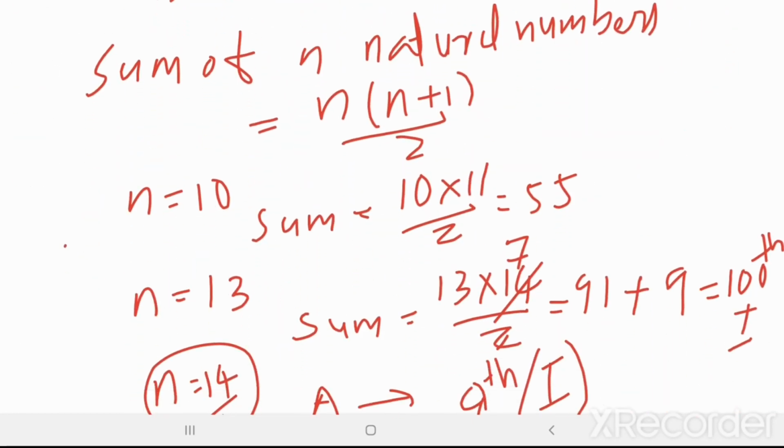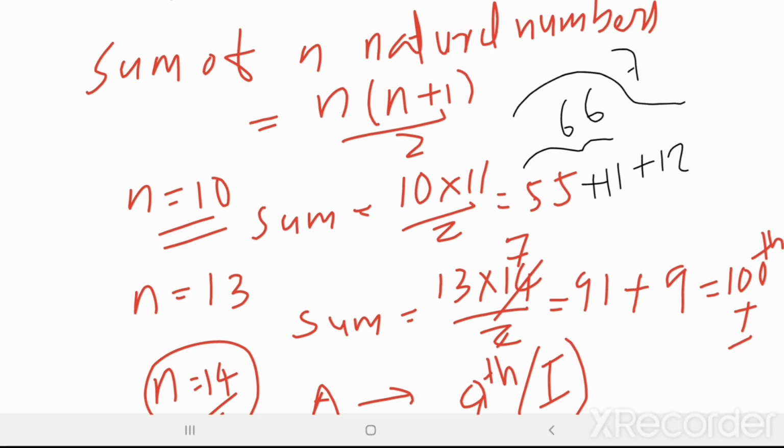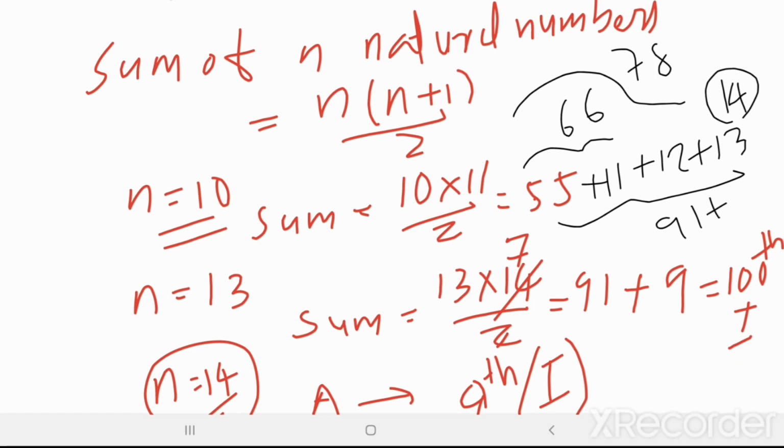Now from here, first you found n equal to 10 equals 55. Then in the next group it will be 11, so this is 66. Then again 12, then this is 78. Then plus 13, so this is 91. This way also you can find. Then in the next group there will be 14, so we need only 9. The 9th letter is I.